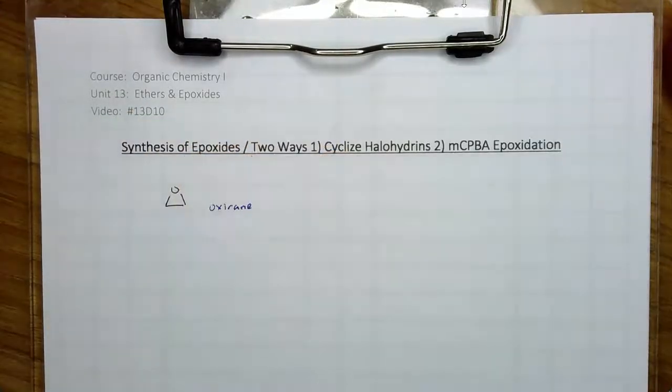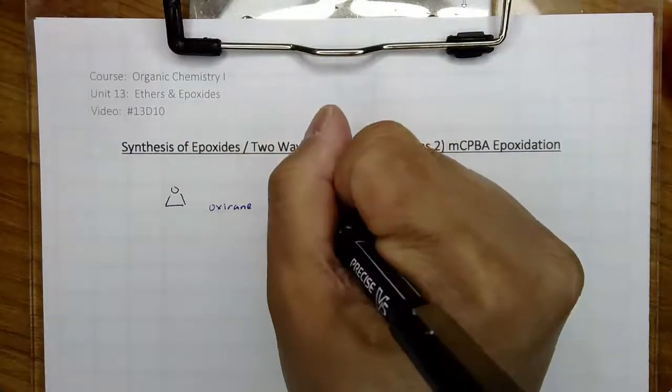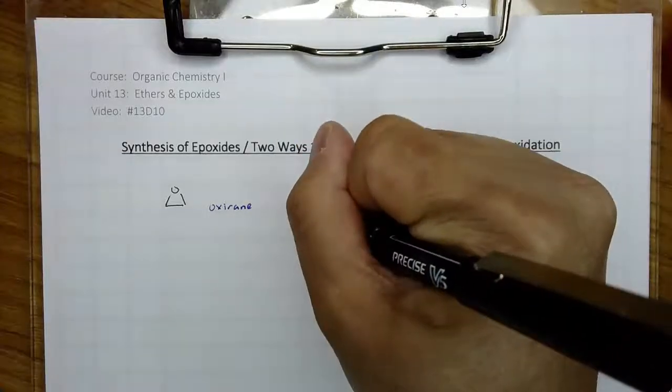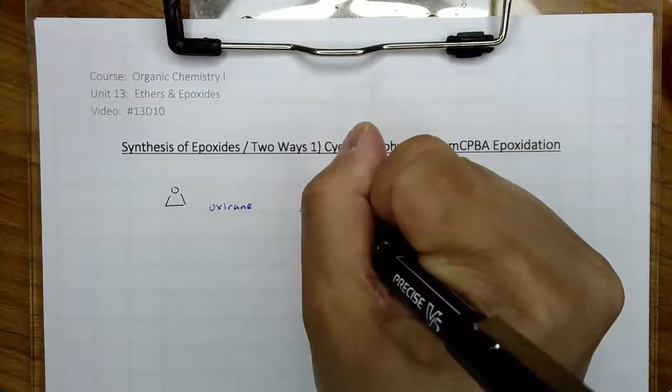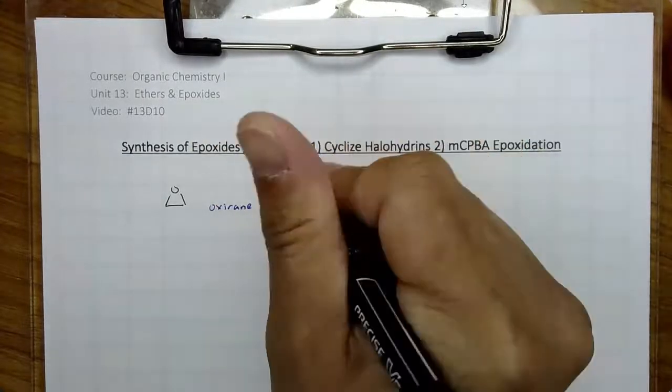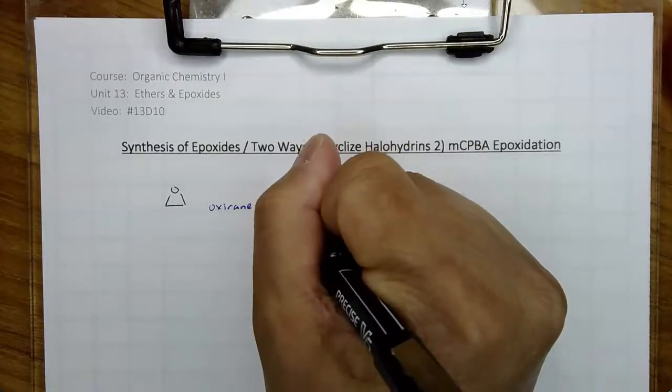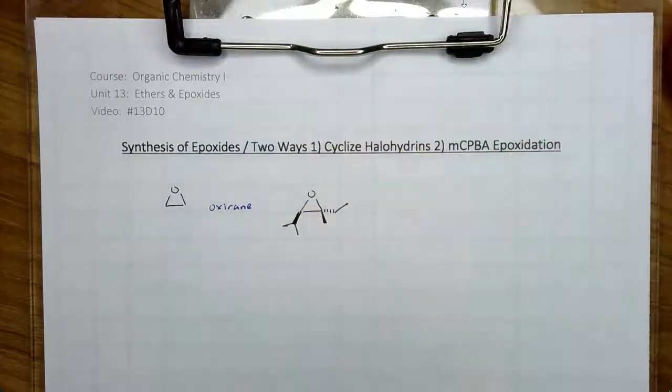That's an official IUPAC name, but you could have groups coming off of either of those carbons, and I'll start using some stereochemistry as well. Let's see, what can I do? Maybe something like this. Okay.